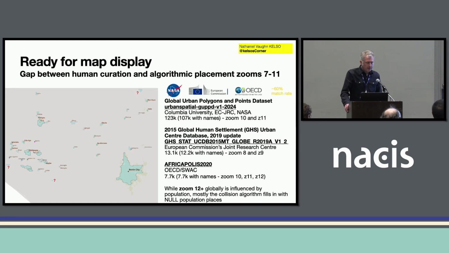With this project, we wanted to marry the Natural Earth curated min zooms with all this other data, millions of records. So it's both a top-down human curated approach and then a bottom-up machine approach. In the middle, in the zoom 7 to 11 range, we've brought in additional data from NASA, European Commission, OECD, the Columbia University project.